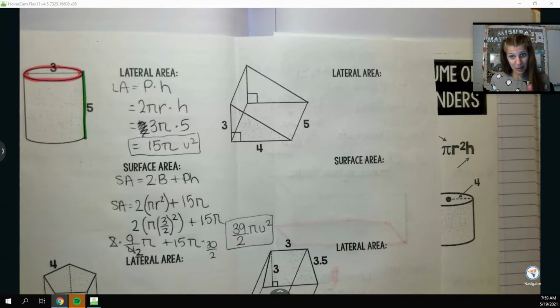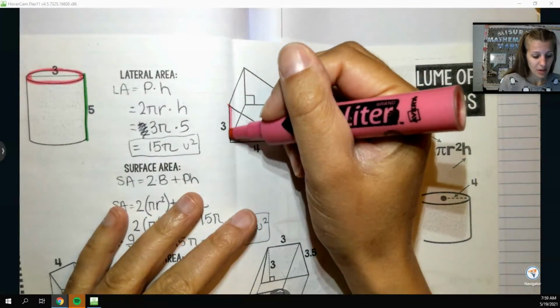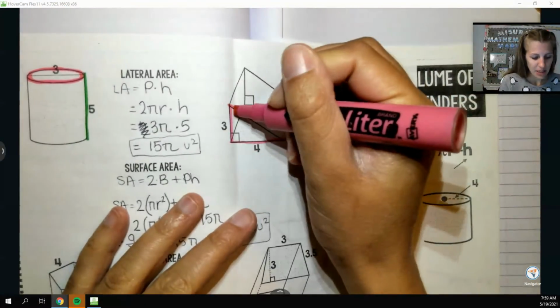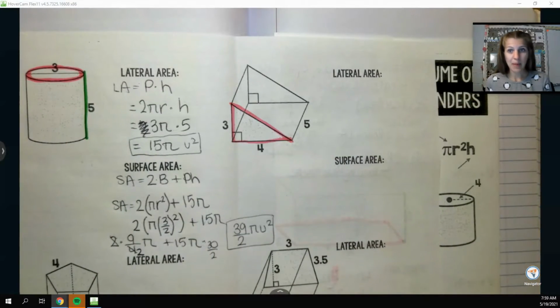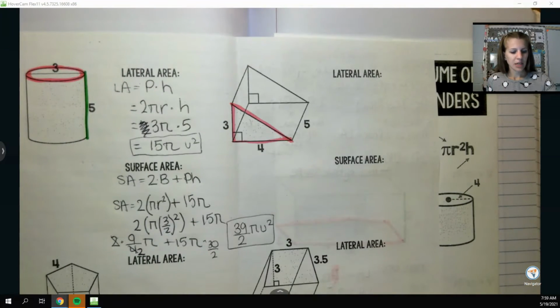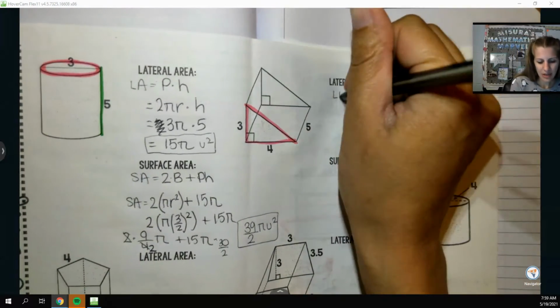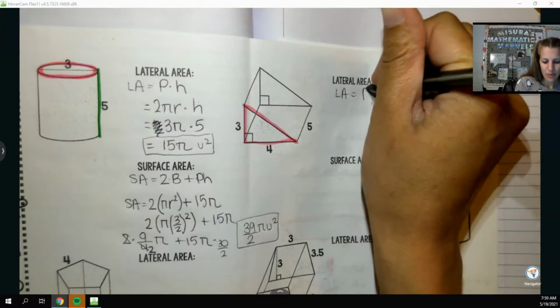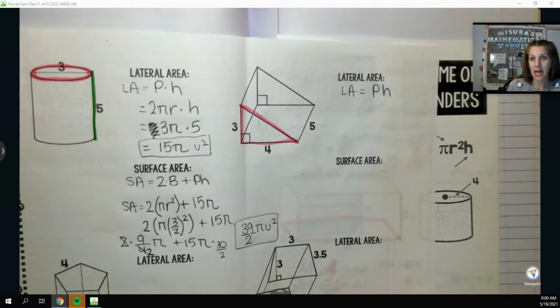I have to pick a very specific base on this one. If you look at it, there are 1, 2, 3 rectangles and 2 triangles. So 2 bases. So the triangles are the base shape. It's not like you just get to pick the bottom. You have to pick the one that there are 2 of. So if I want to find the lateral area, we're going to do perimeter of the base times the height of the prism.